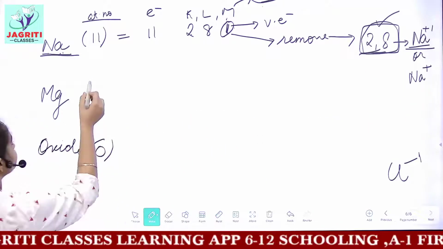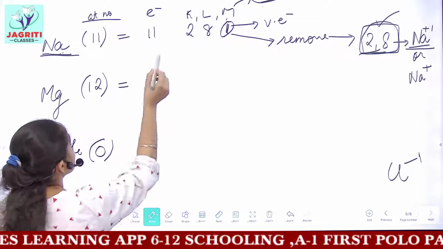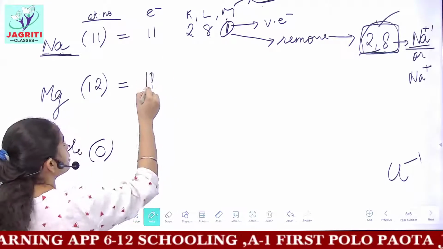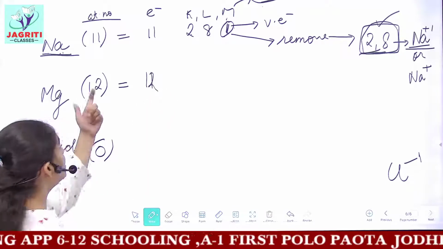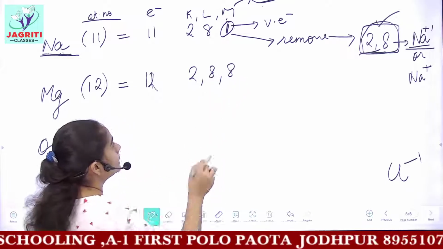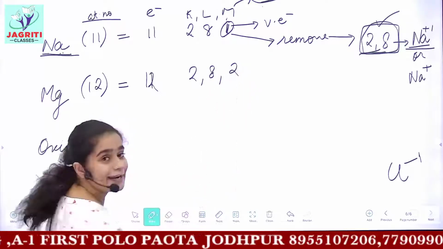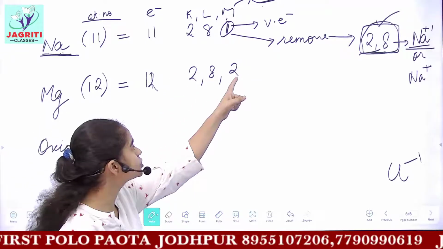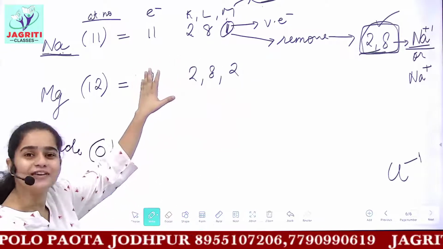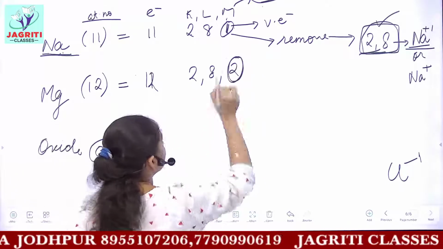Let's see the case for magnesium. The atomic number of magnesium is 12. Its number of electrons would also be 12. Now the electronic configuration would be 2, 8 and 2, because 2 plus 8 plus 2 gives you a total of 12 electrons. Now what you have is, in the valence shell you have 2 electrons.